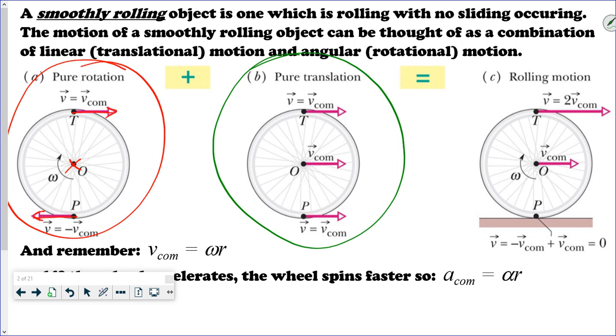So the idea is when an object is rolling, at the point of contact with the ground, there's no motion. Okay, because the rotational motion wants the object to move backwards with some velocity, and the translational motion wants it to move forward with some velocity, and so it just stays at rest, okay? The center of the object moves forward at the velocity of the object, because there's no motion due to the rotation, but there is motion due to the translational motion. And then the top point actually moves forward at a velocity that's twice the center of mass velocity, okay?